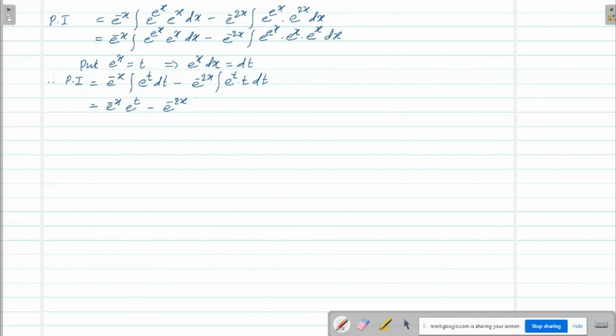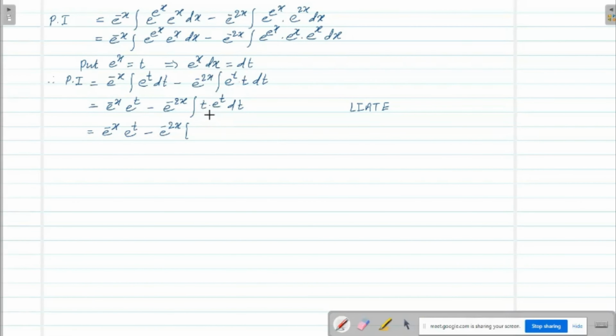Integration. Now here we arrange in LIATE form. First we will have the algebraic function, then the exponential function. So we first arrange this: t into e raised to t dt. Now integrate it. So this is equal to e raised to minus x, integral of t e raised to t dt, and minus e raised to minus 2x.